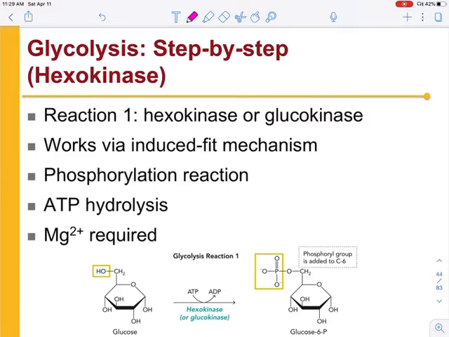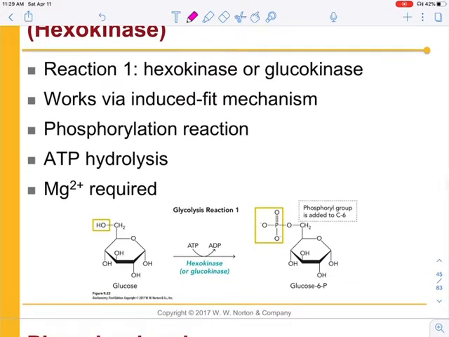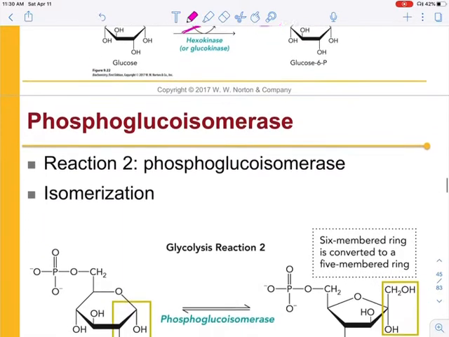Okay, so first step of glycolysis is the hexokinase reaction. We're taking a glucose and we're simply adding a phosphate to carbon number 6 there that uses ATP as a coenzyme in order to make that reaction work.